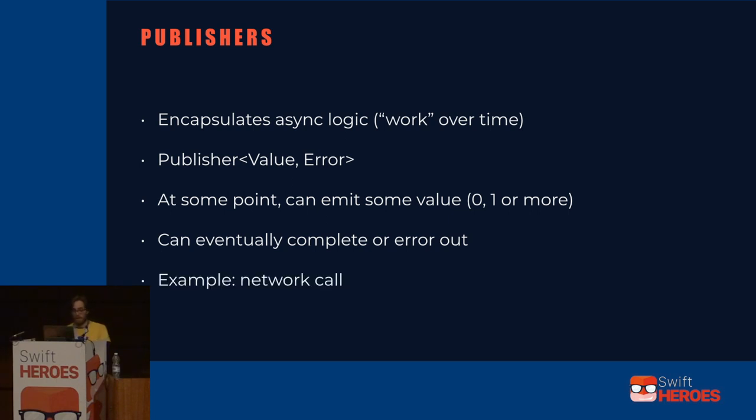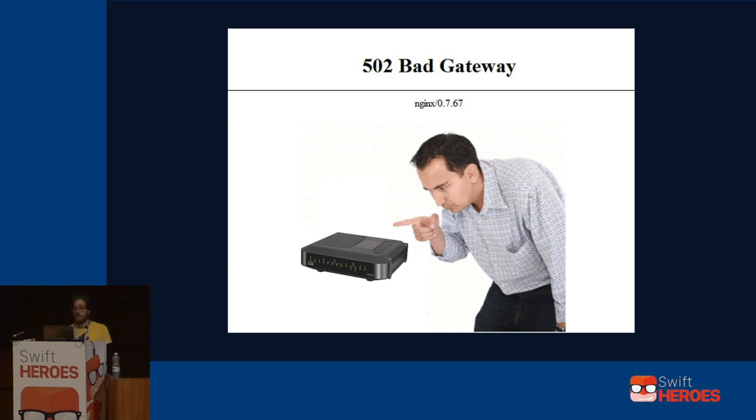And the most common asynchronous thing you can do is a network call. So when you want to, I don't know, call an API or download an image from the web, you simply start the call. You expect some value, one in this case, to be emitted at some point in time, or if something bad happened, you get an error and you have to deal with that. And by the way, when something goes wrong on servers, this is my favorite error I can think of. It's super fun.